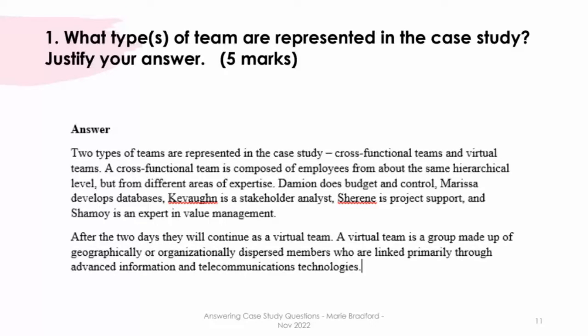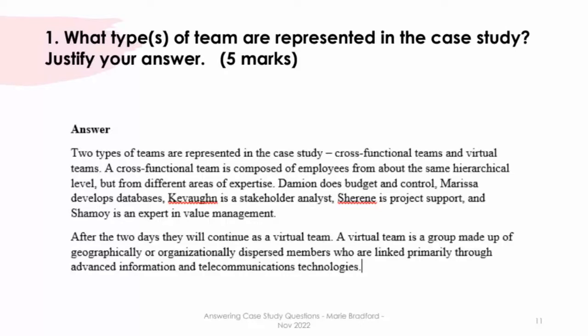Justify your answer. So we'd love to ask you to justify, guys. It's just 5 marks because it's a simple question. It's just what type of teams, and you're going to explain why you say so. So 2 types of teams, this is the answer now. 2 types of teams are represented in the case study: cross-functional teams and virtual teams.